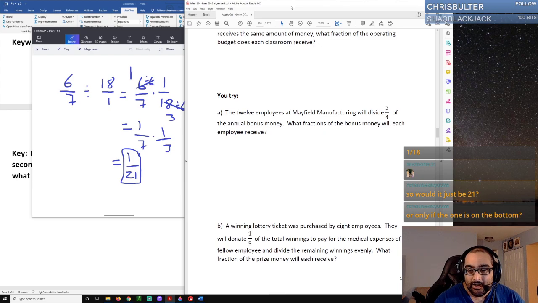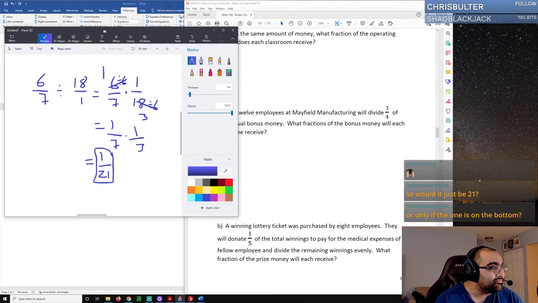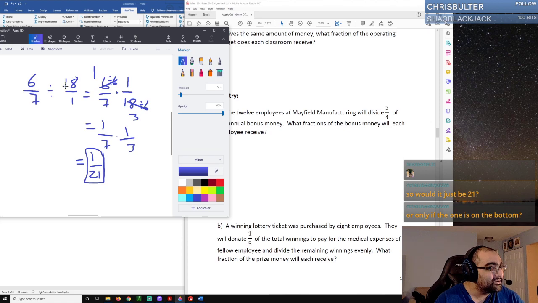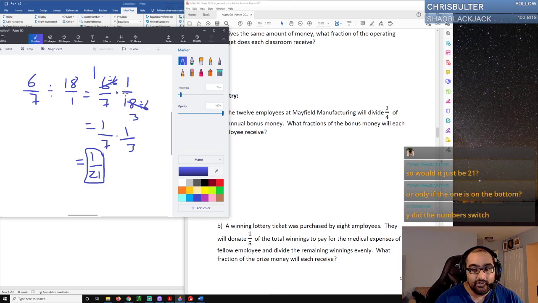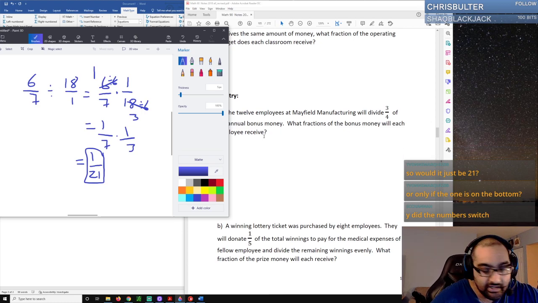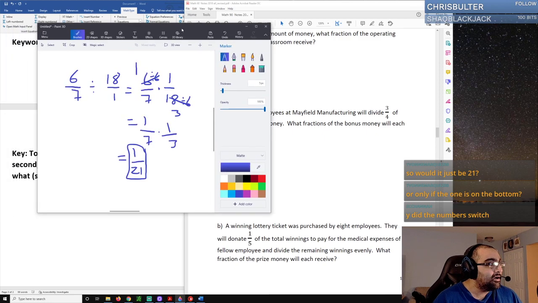Yeah, I know that one's a little confusing. So we had to divide it 18 ways evenly amongst each other. That's why it's 6/7 divided by 18 over 1 here. So we did times 1 over 18 here. Yeah, only if the one's on the bottom, but yeah. Okay, fair question here. I know that's very confusing. Okay, so let's think of it this way, all right? And I'll kind of visualize it this way.